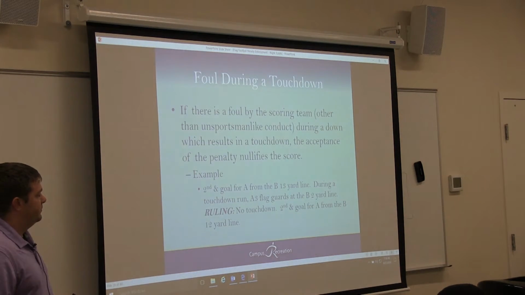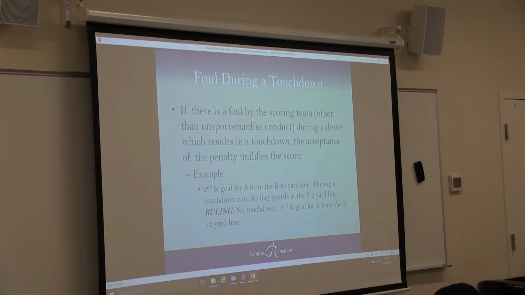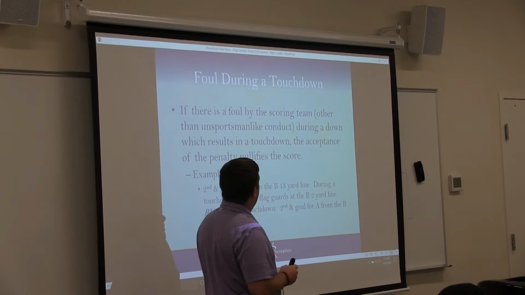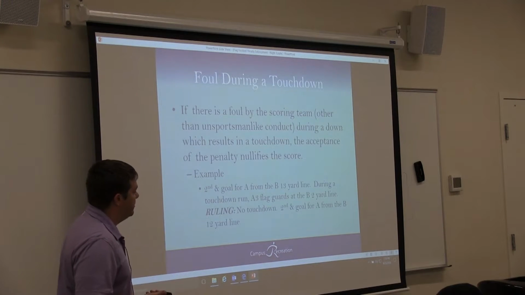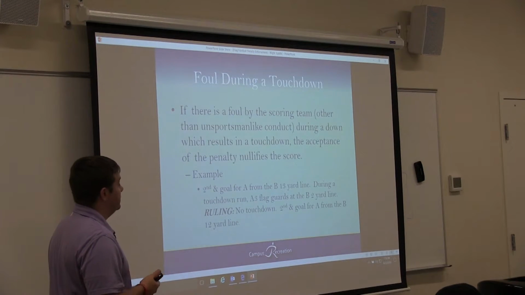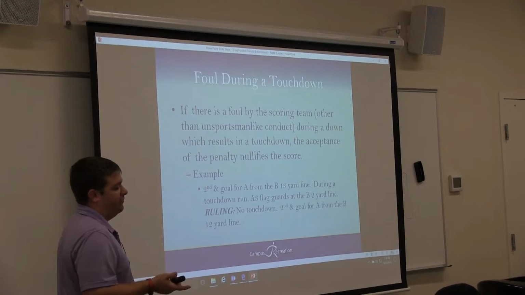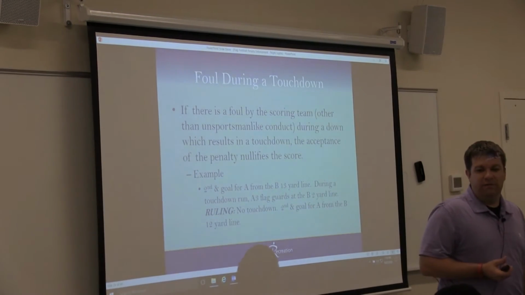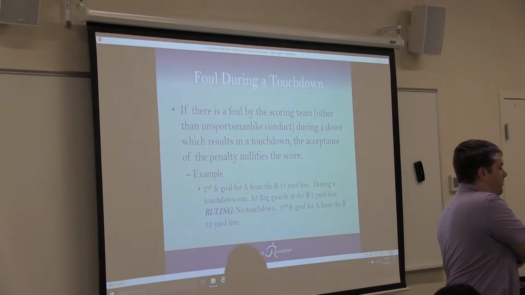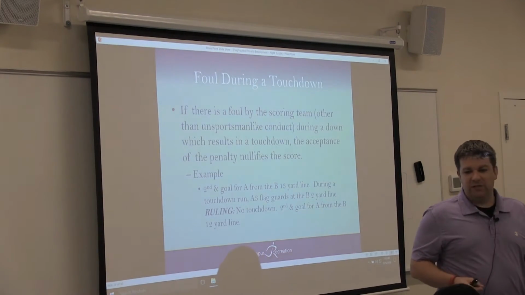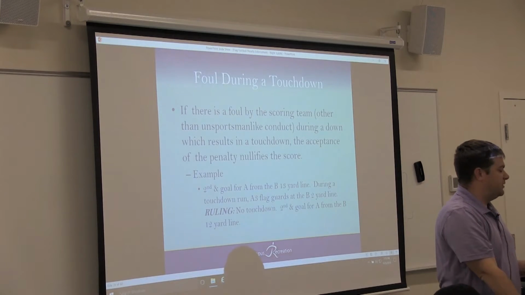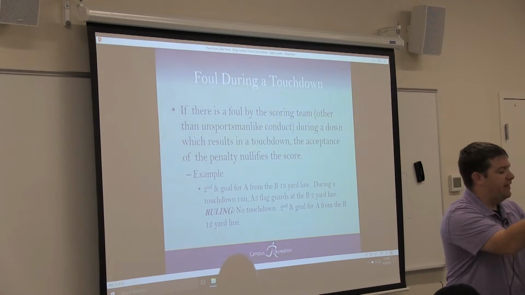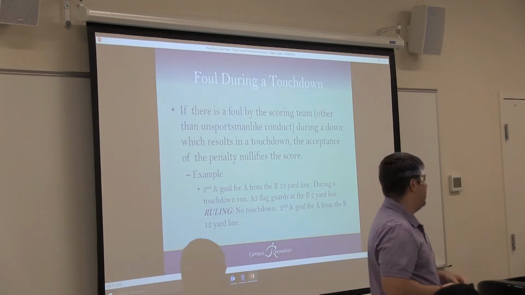Questions on that? We'll actually practice that outside. Fouls during a touchdown. If there's a foul by the scoring team other than unsportsmanlike conduct during the down which results in a touchdown, the acceptance of the penalty nullifies the touchdown. So if there's a penalty on the offense, we bring it back out. If I score a touchdown and then I spike the ball, that's a whole different ball game because the play has ended and then I did something stupid. We'll talk about that in just a minute.